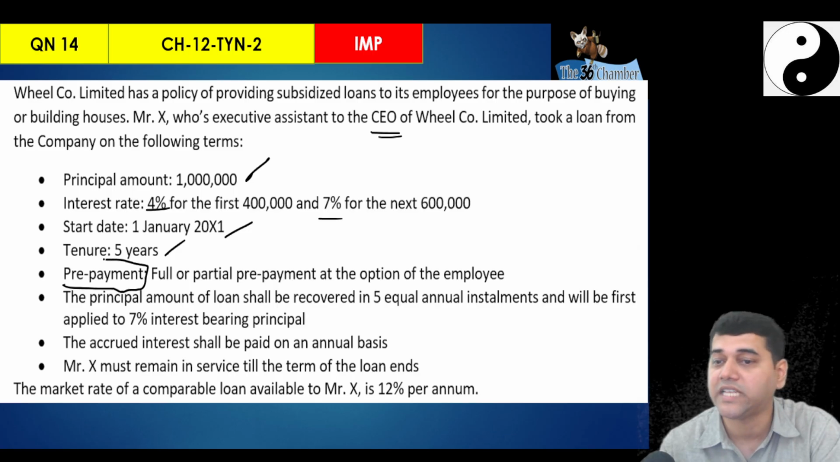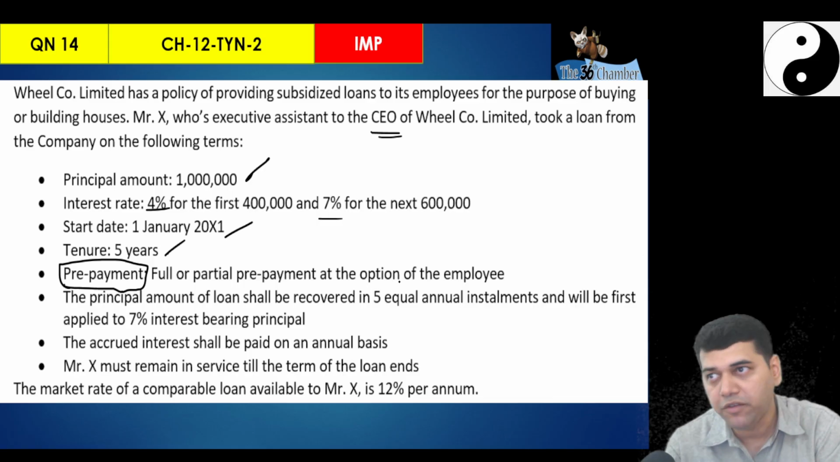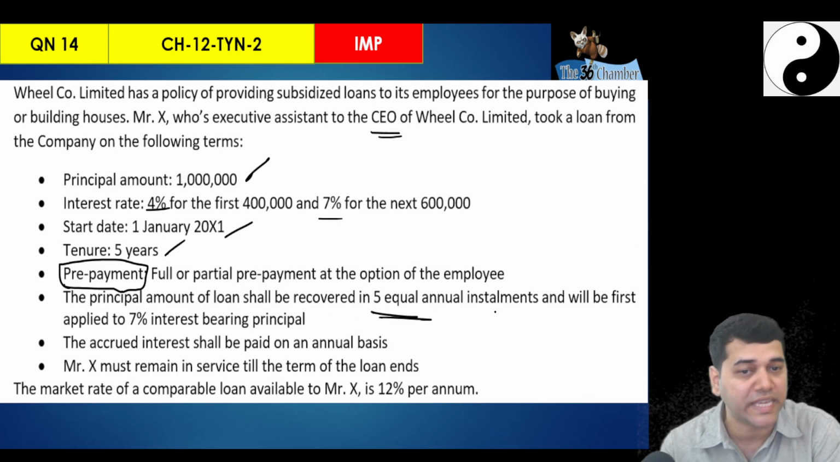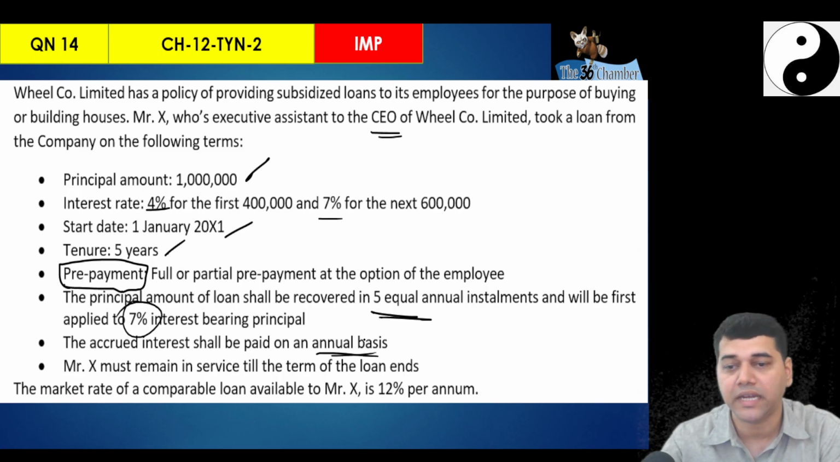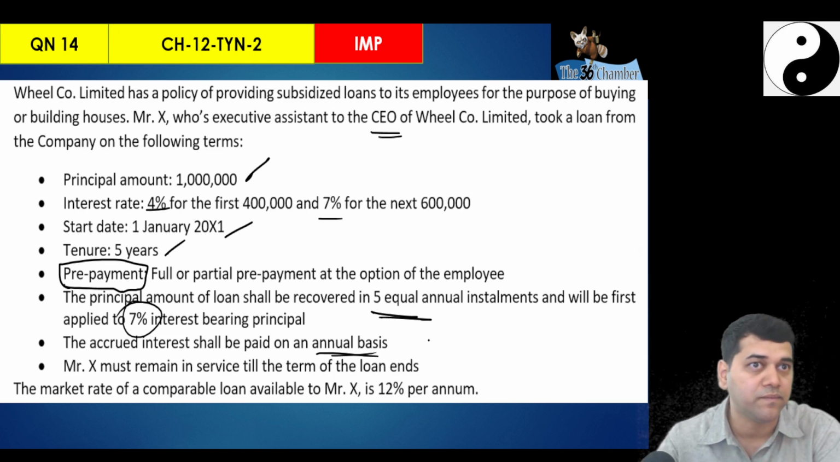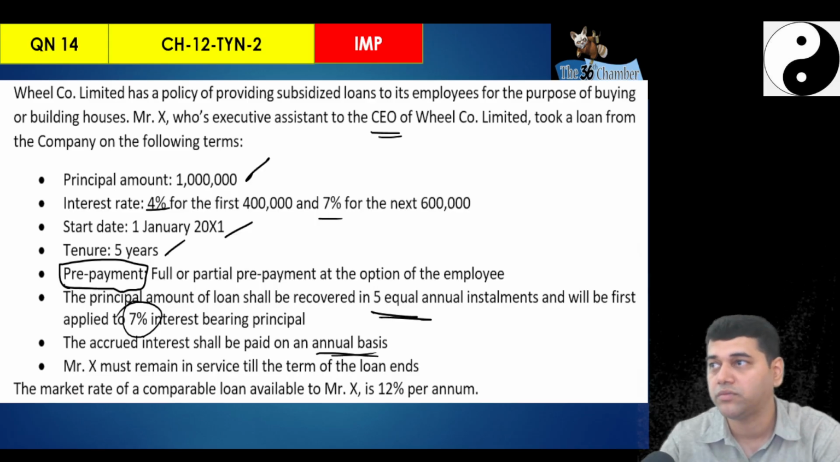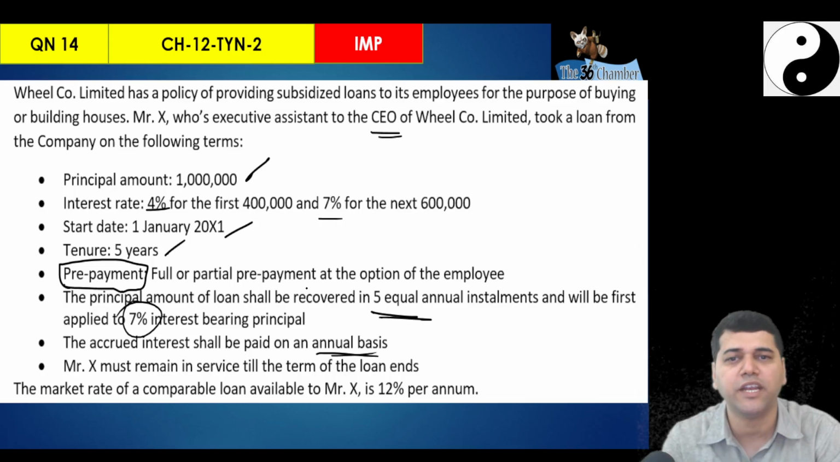Prepayment, this is one catch here. Full or partial payment can happen at the option of the employee. If he wants, he can pay. The principal should be recovered in 5 equal installments, 2 lakh each, and the first will be applied to the 7%. The accrued interest shall be paid on an annual basis, that means you have to pay at the end of every year. Now, Mr. X must remain in service till the end of the loan. That means if any differences are there, we can capitalize it as a prepaid employee cost or discount on employee loan, and we will charge it over the next 5 years. It's an off market loan only.